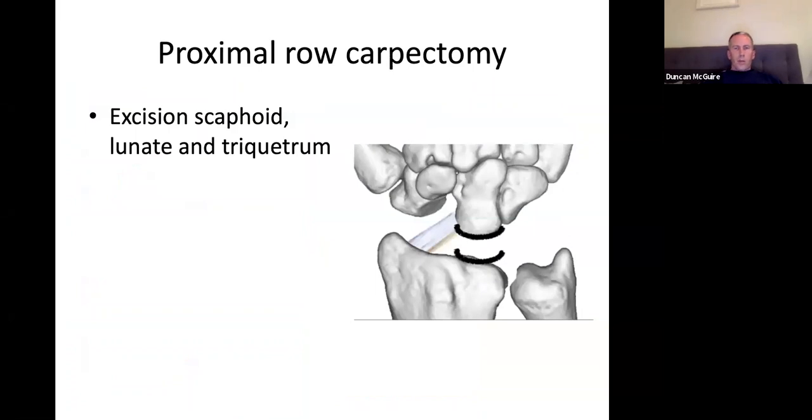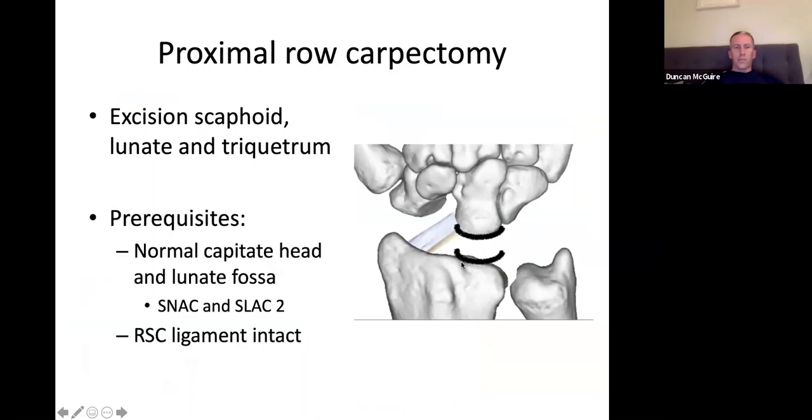Okay, so the proximal row carpectomy is another option. It's another motion preserving procedure. What you're doing here is you're relying on an intact capitate head and an intact lunate fossa on the distal radius, so all the motion is going to happen through that joint. You excise the whole proximal row, the scaphoid, the lunate, and the triquetrum. The carpus then migrates proximally, and the capitate head articulates with the lunate fossa.